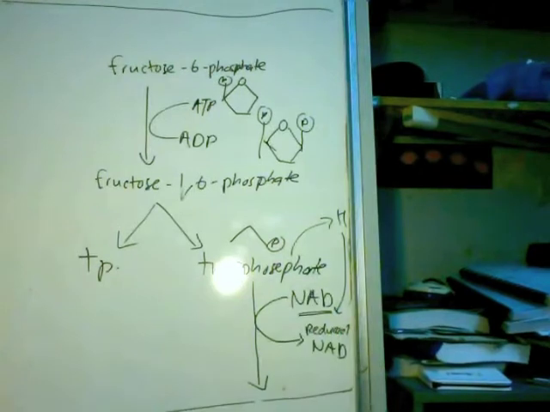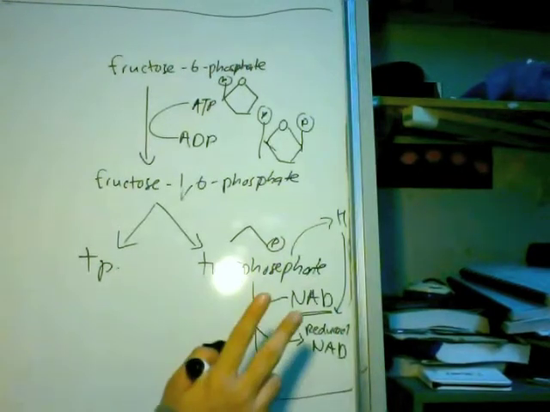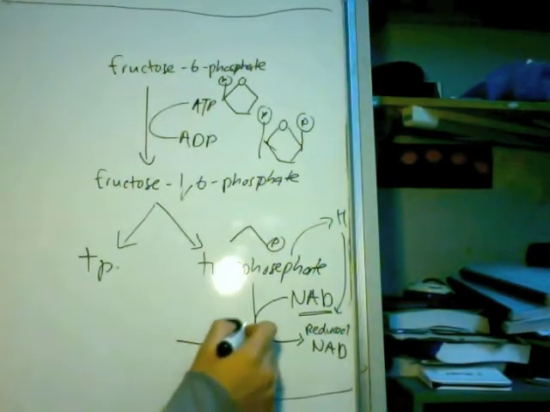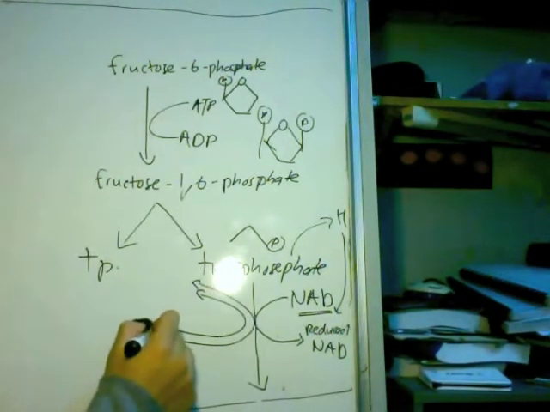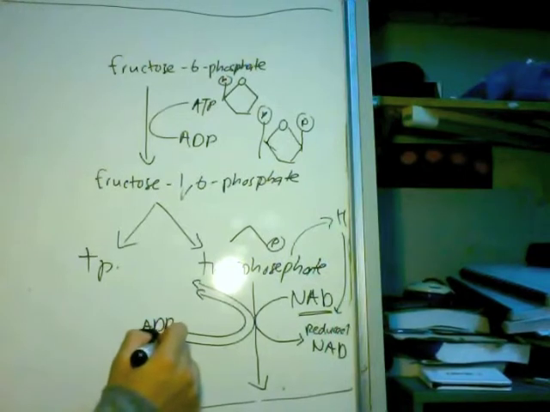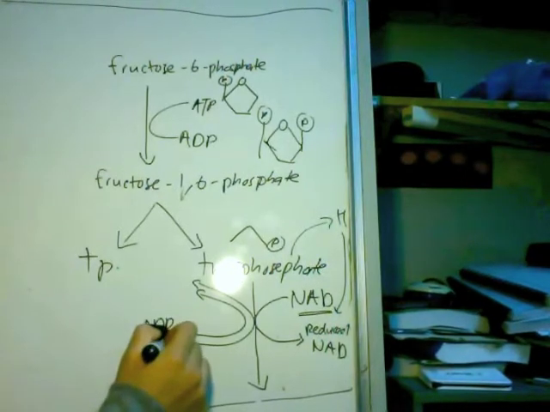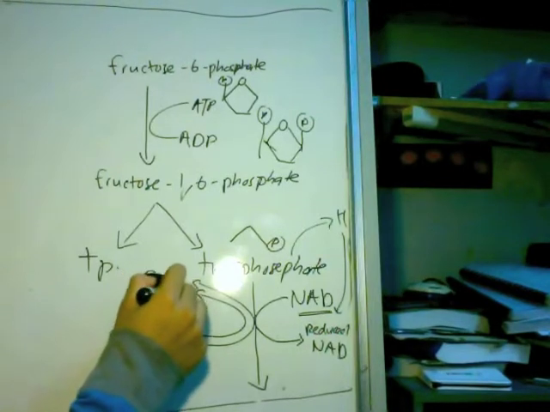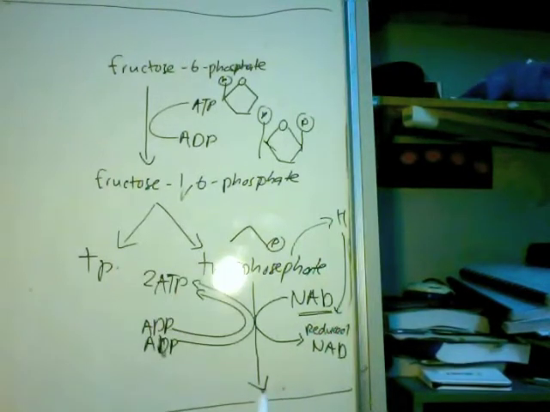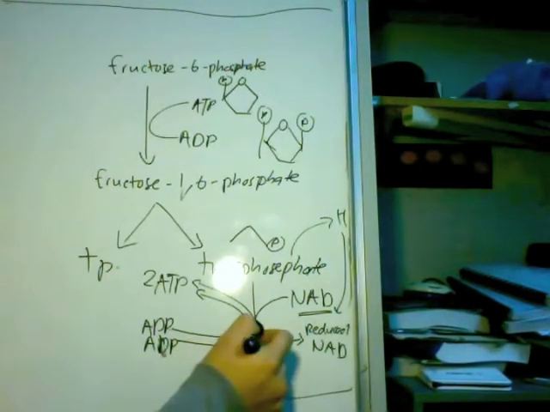from triose phosphate, and then 2 ADP molecules are phosphorylated to produce 2 ATP. And now we have a pyruvate molecule.